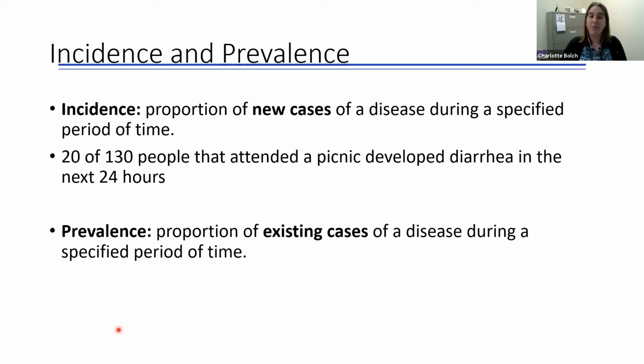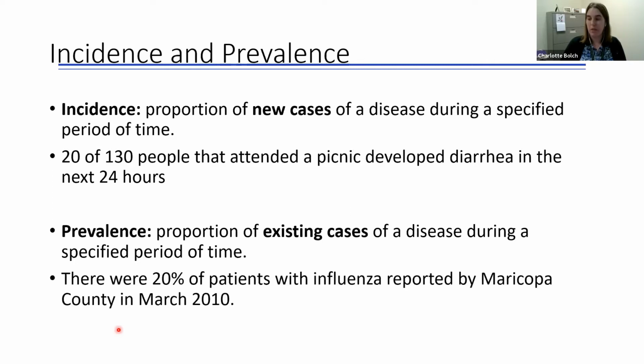And then we have prevalence, which is the proportion of existing cases of a disease during a specified time period, which might be that there are 20% of patients with influenza reported by Maricopa County in March 2010. Just remember that incidence is used to describe how many people were diagnosed with a particular disease or condition in a particular population of people studied. And then prevalence tells us how many people have a particular disease, regardless of whether or not they were just diagnosed or even whether they have been diagnosed at all.